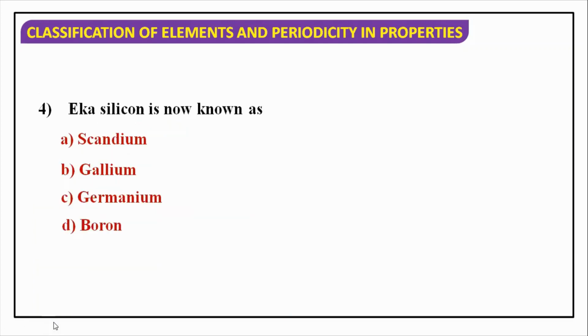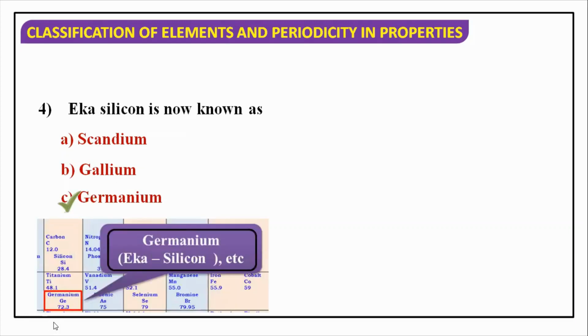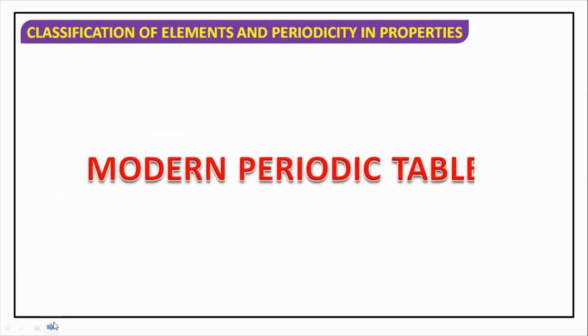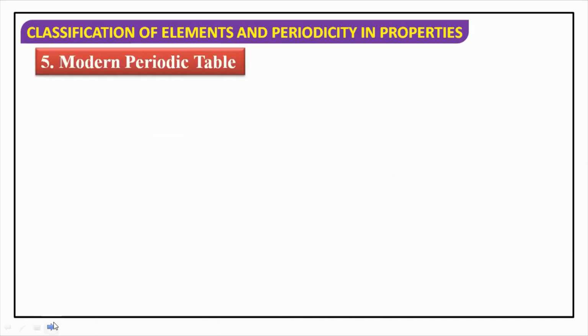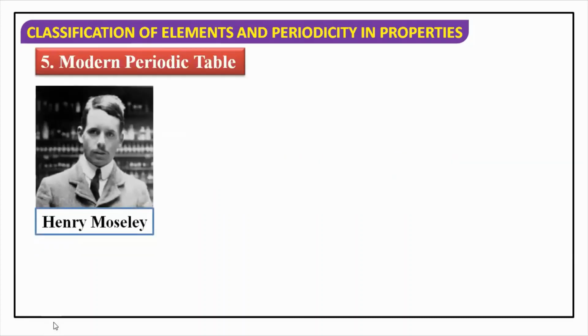Silicon's neighbour is known as what? It is known as germanium. So then we have the modern periodic table. Who gave the modern periodic table?